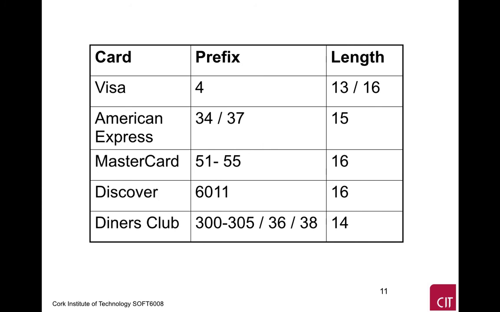You can also tell something about the kind of card based on the number. So Visa cards start with a 4. I have never seen a 13-digit Visa number, but maybe they exist. American Express is a 34 or 37. MasterCards go from 51, 52, 53, 54, and 55.